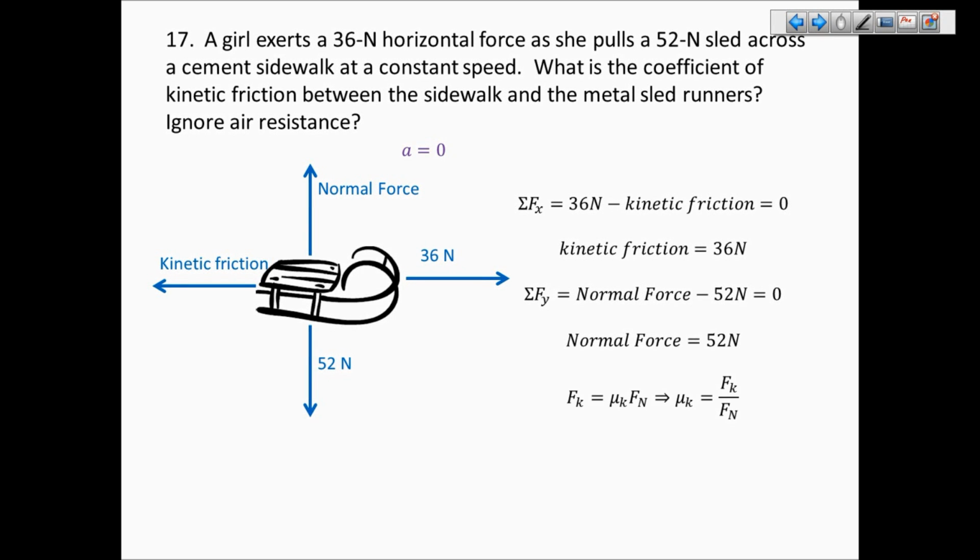Now, we go ahead and use our equation for kinetic friction. Kinetic friction is equal to mu, that is the coefficient of kinetic friction, times the normal force. So solving for mu, we get F sub k, that is the force from kinetic friction, divided by the normal force. Plugging in, we find out that mu, the coefficient of kinetic friction, is equal to 0.69. Now, since this is a coefficient of friction, there's no units to this number. It's just plain old 0.69.